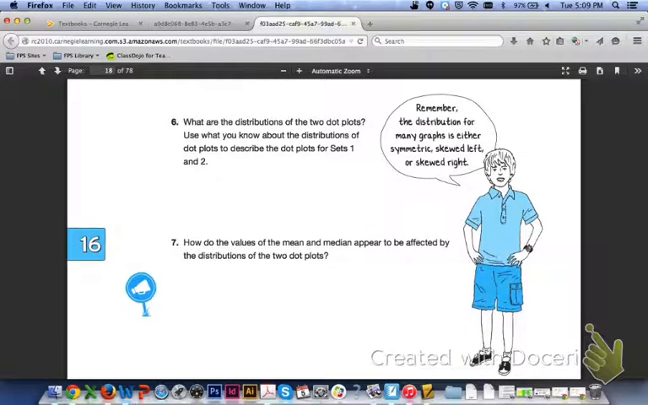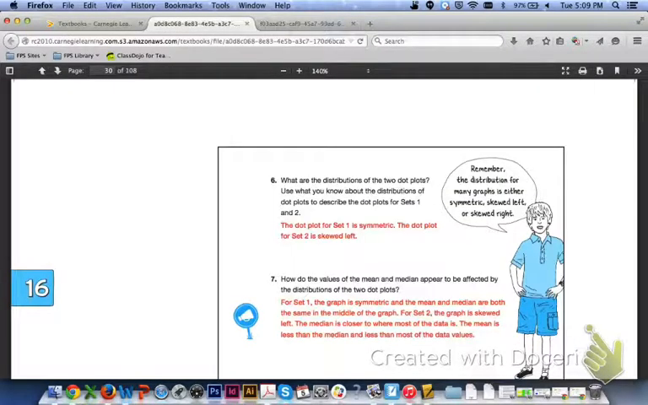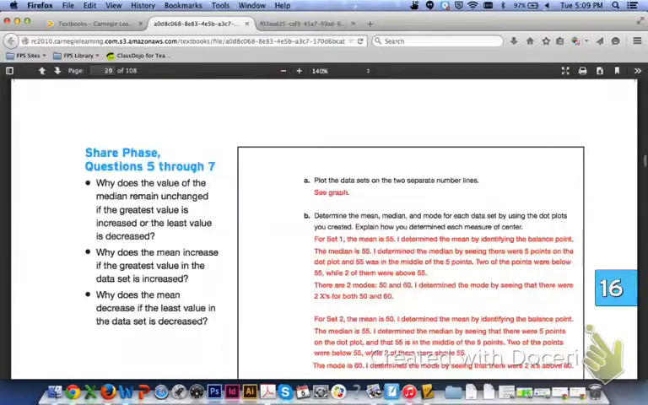All right, work on problem 6 and problem 7. When you're finished with problem 6 and problem 7, you can unpause the video. What you should have noted about the distributions of the two plots was the dot plot for set 1 is symmetric, the dot plot for set 2 is skewed left.